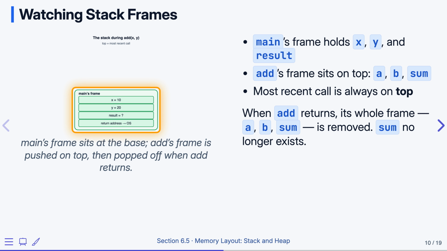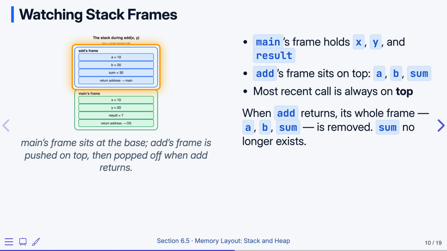When your program starts, main gets a stack frame. It holds X, Y, and result, plus a return address. When main calls add, a new stack frame is pushed on top. It holds the parameters A and B, the local variable sum, and a return address back to main. The most recent call always sits on top. Main's frame waits underneath until add is done. When add returns, its whole frame is popped off. The variables A, B, and sum no longer exist. Their memory will be reused by the next call.